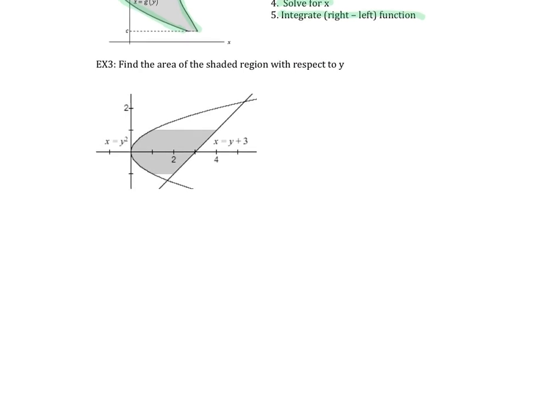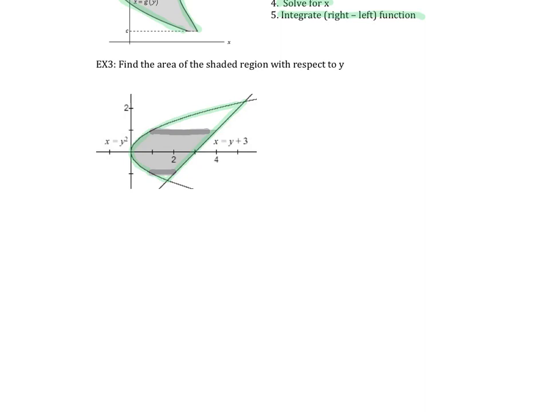In example 3, we want to find the area of the shaded region with respect to y. And the reason why we want to find this with respect to y is because hopefully you notice that we have a right function and we have a left function with respect to this shaded region here. Right, so we're just looking at this shaded region. Now, if I was going to integrate with respect to x, this would be kind of difficult. I'd have to break it up into pieces, but I'm going to go ahead and integrate with respect to y.